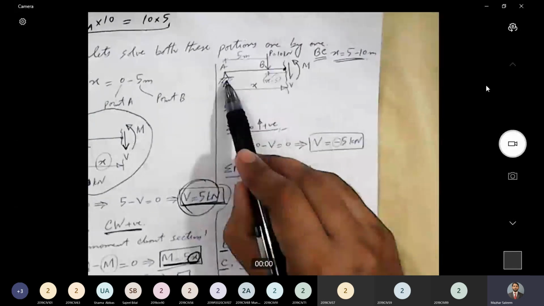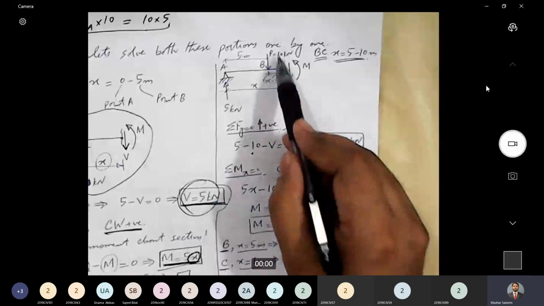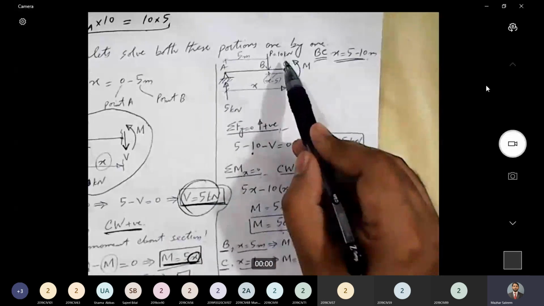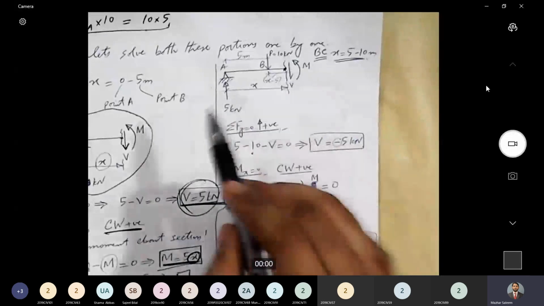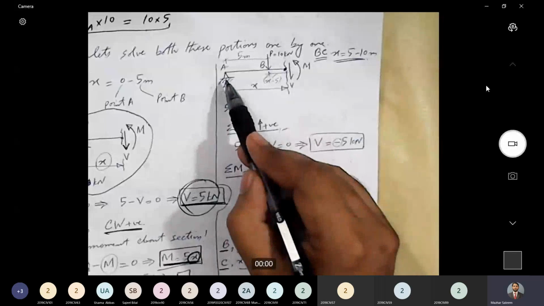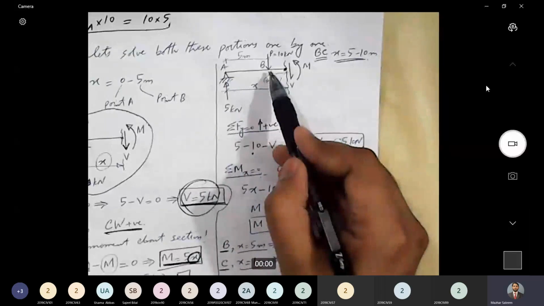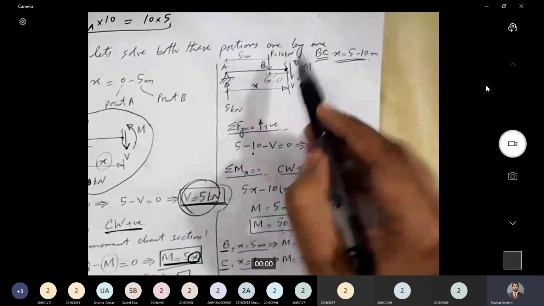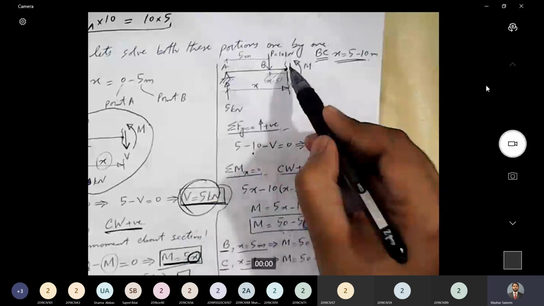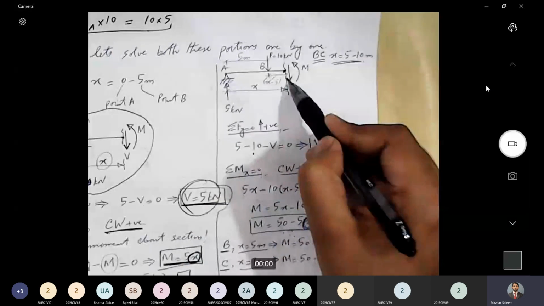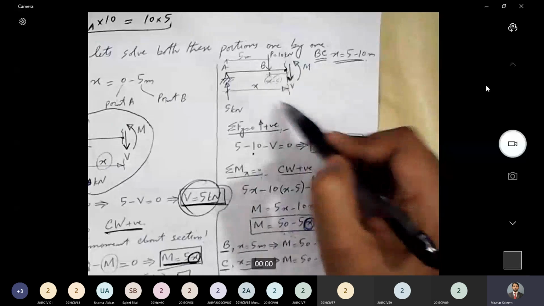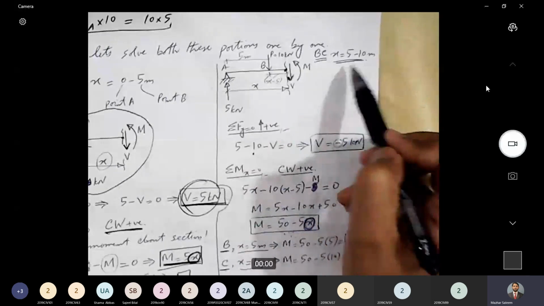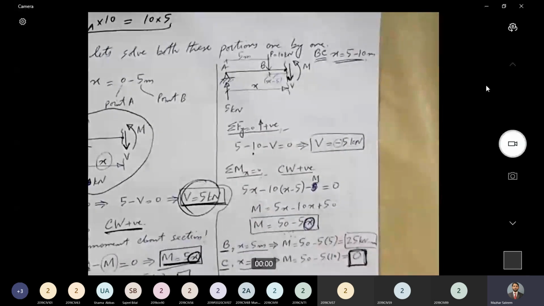So here is the free body diagram of the entire left part of the beam with respect to the section. 5 kilonewton force acting in the upward direction, 10 kilonewton force acting in downward direction. Location of section is x, and these are the internal forces, shear V and moment M in counterclockwise direction. x ranges from 5 to 10 meters.